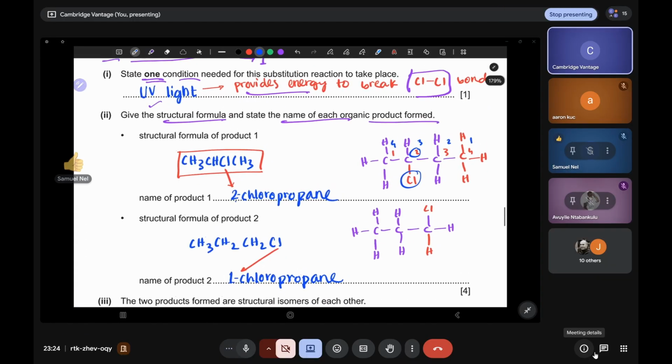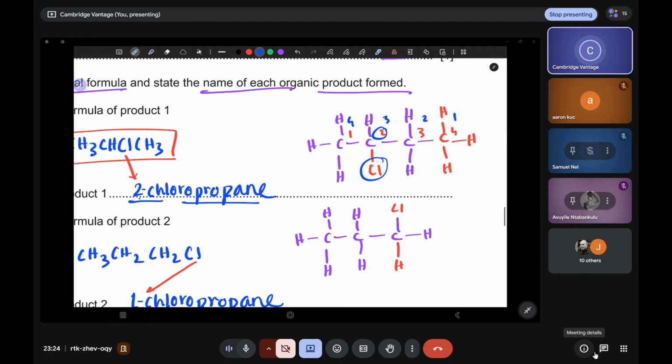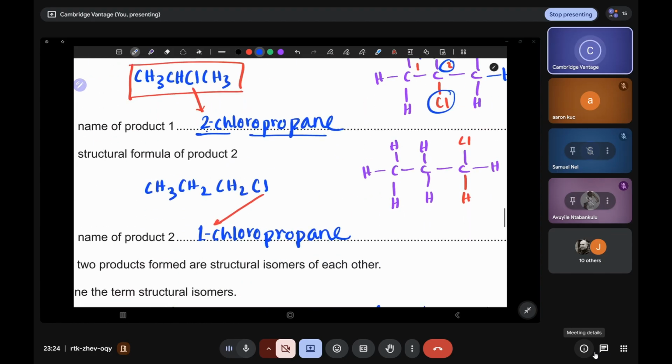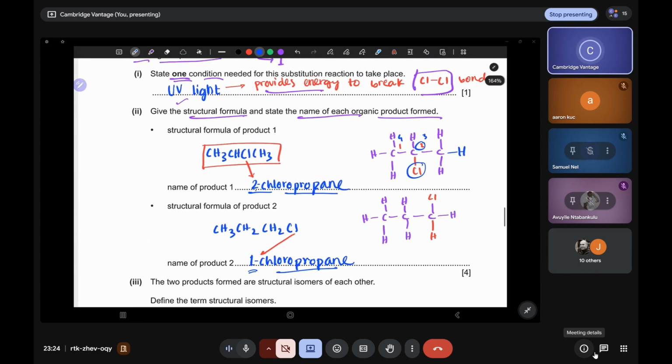All right. So the name of product 1, since I drew CH3, CHCl, CH3, I wrote it as 2-chloropropane. 2 because the chlorine is in the second carbon over here. And then for product 2, since they did say that there's going to be 2 products, since this time the chlorine is with the first carbon, I wrote it as 1-chloropropane. Is the way the names are written understandable for all students? Yes, sir. Thank you very much. Alright, I see most.